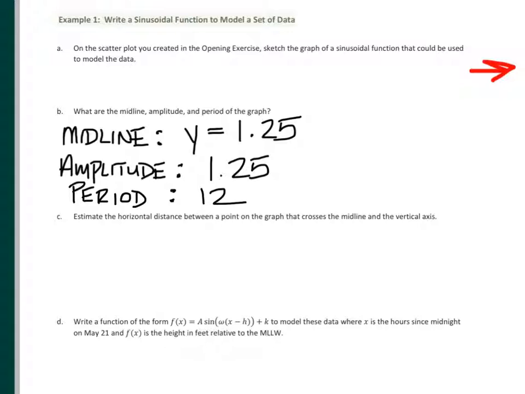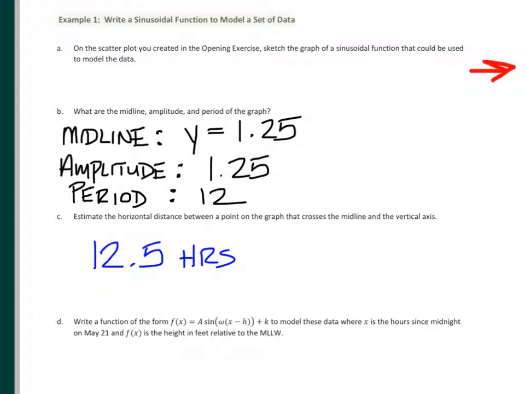And then you have to estimate the distance between a point on the graph that crosses the midline and the vertical axis. Estimate the horizontal distance, which is this way, between a point on the graph that crosses the midline and the vertical axis. And here's what, 12.5 hours. I think we did that one as well. We came up with a 12.5 when we went through it.